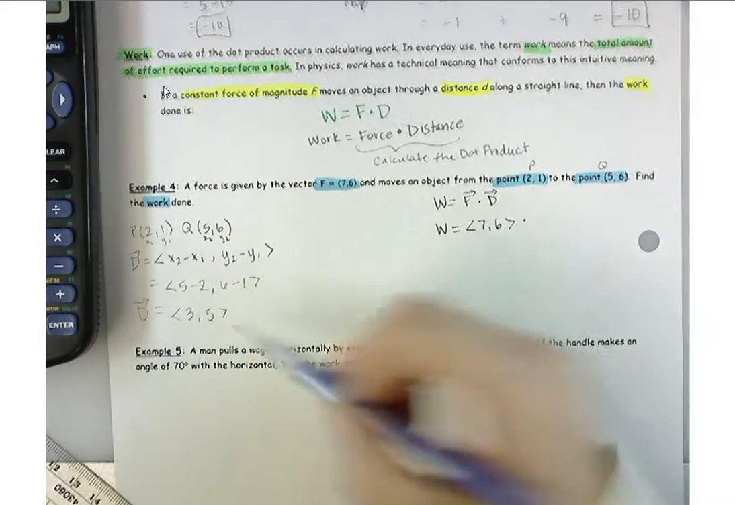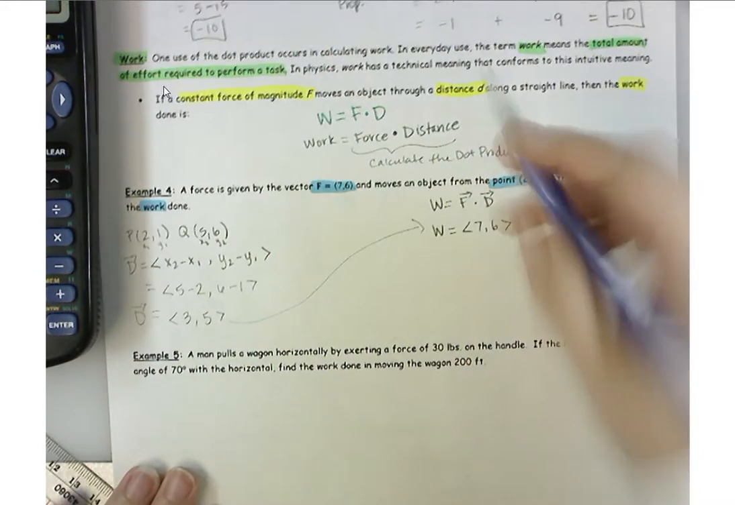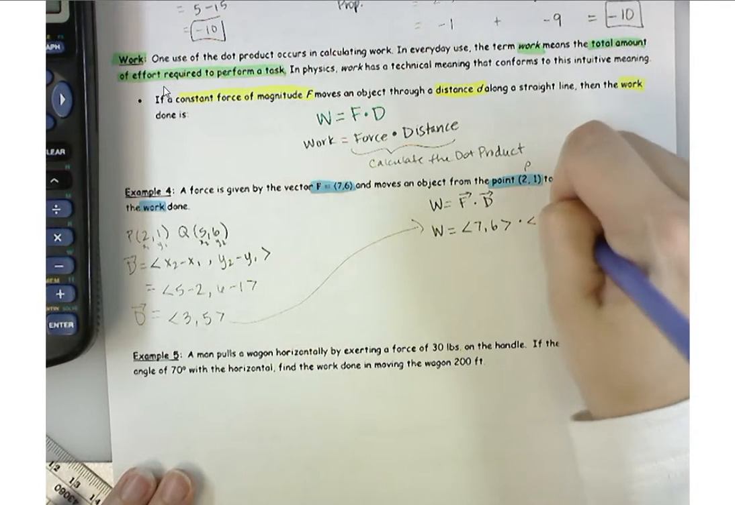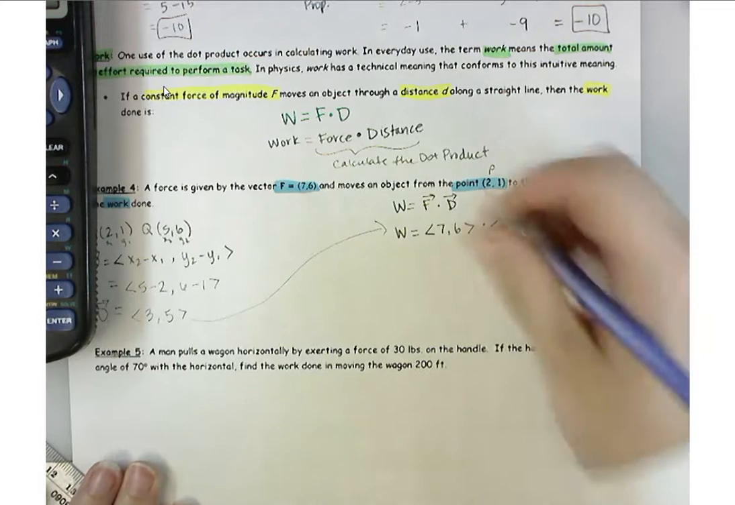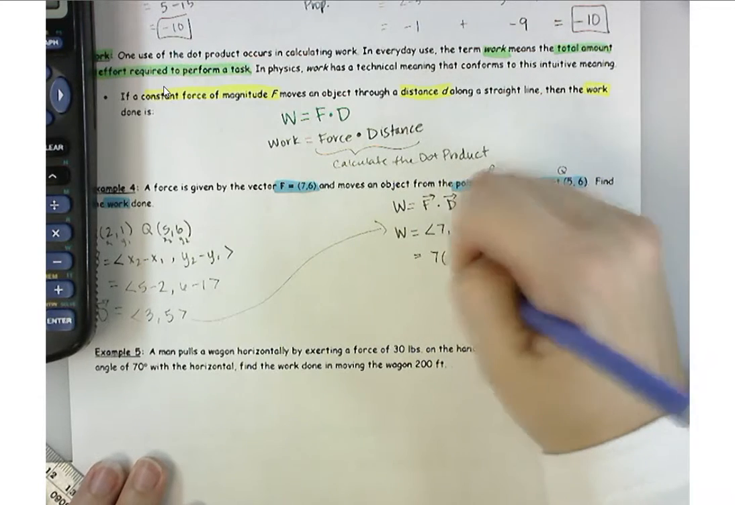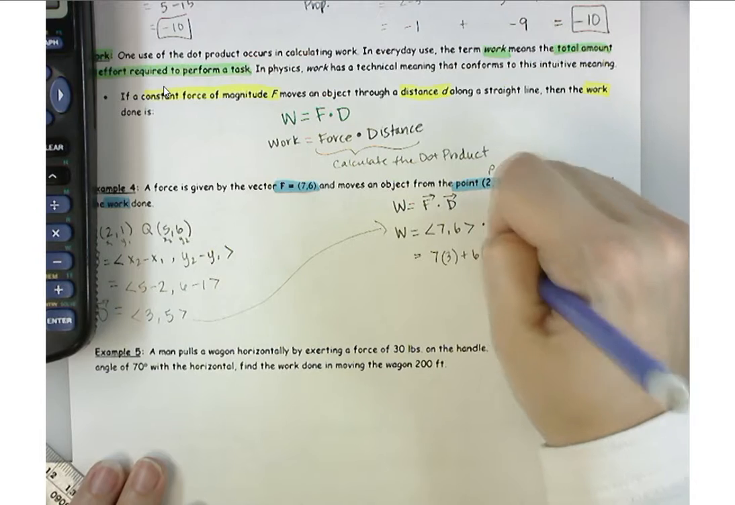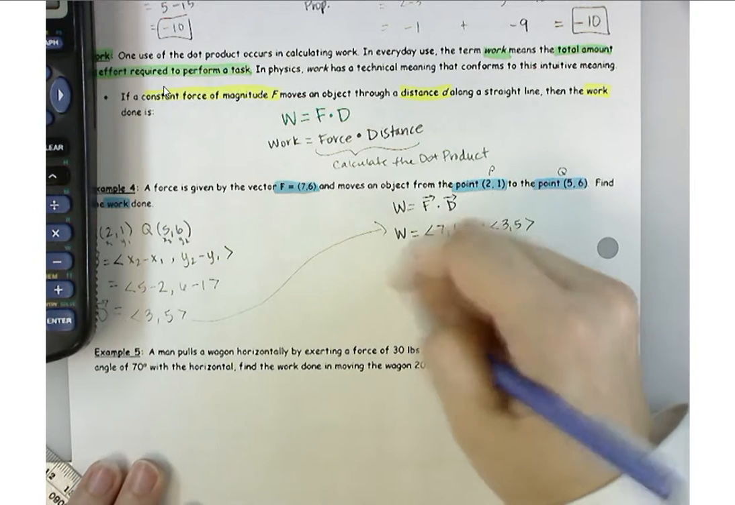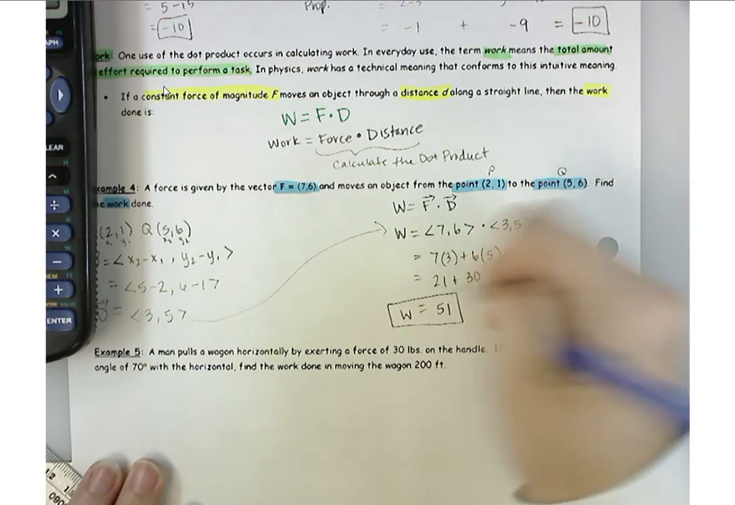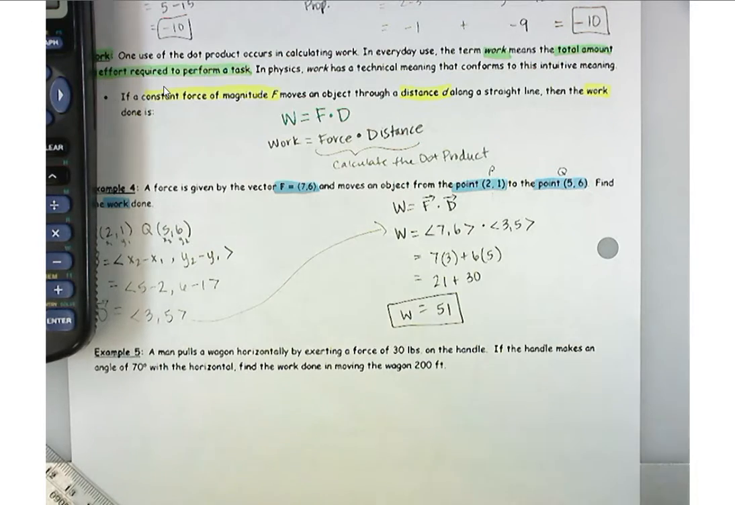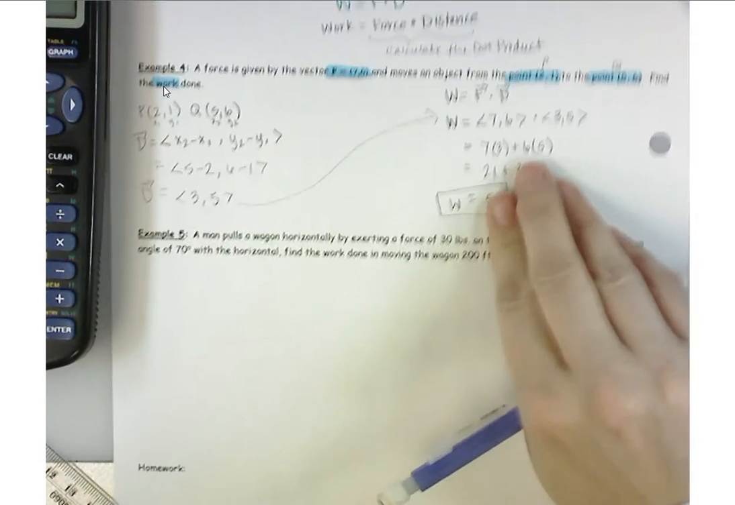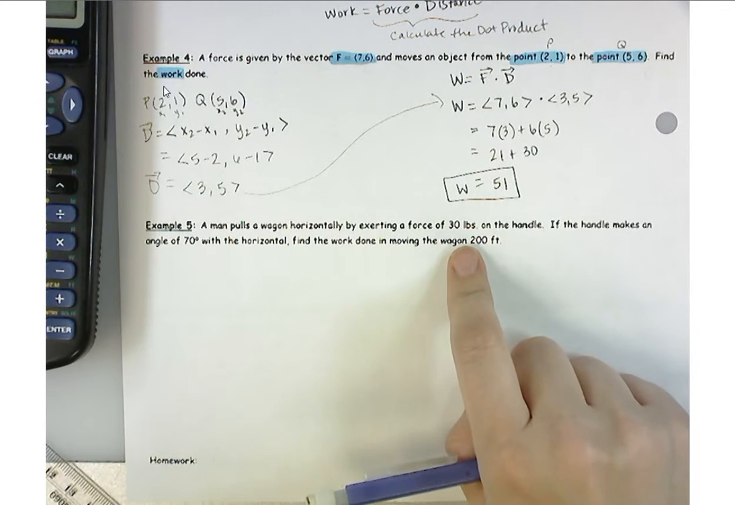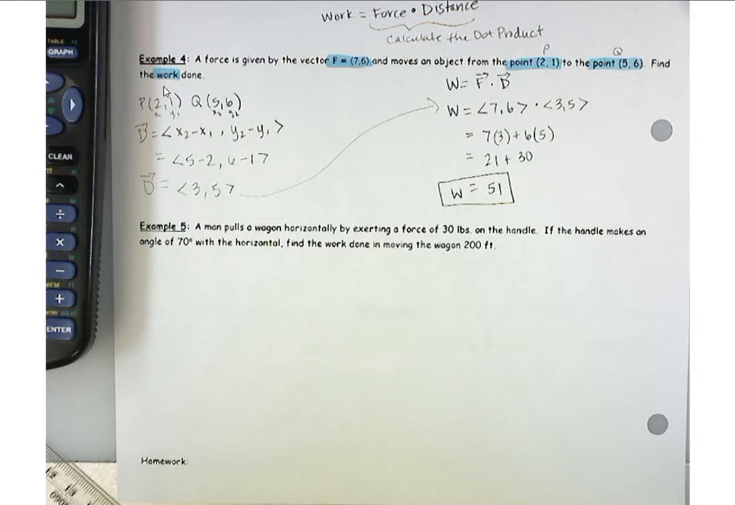Okay, so then what we're going to do is substitute that into our formula. All right, and then now we can do the dot product. So 7 times 3 plus 6 times 5 is 21 plus 30, which is going to be 51. Okay, so that is the work that is done. Now, this doesn't give you any specific units, so you can just say 51. When we get into the next example, you're going to say there are units on it, so we will go ahead and label those. Okay, questions for me on example 4?